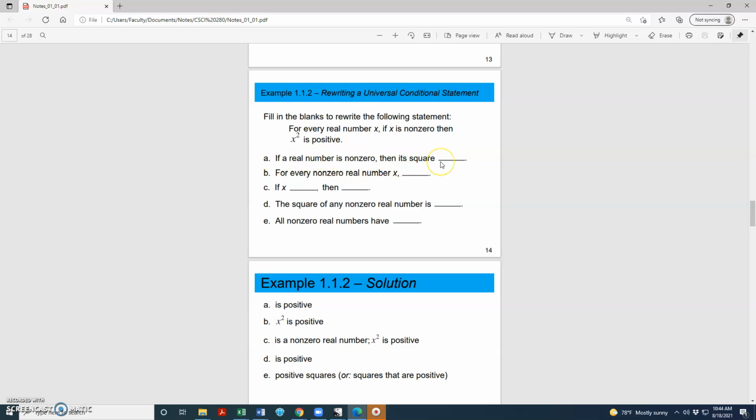If a real number is non-zero, then its square is positive. For every non-zero real number x, x squared is positive. If x is a non-zero real number, then x squared is positive. The square of any non-zero real number is positive. And finally, all non-zero real numbers have squares that are positive. Now, some of these might be better than others, but at this point, what we want to get out of this is that these are just all different ways of expressing the same statement.